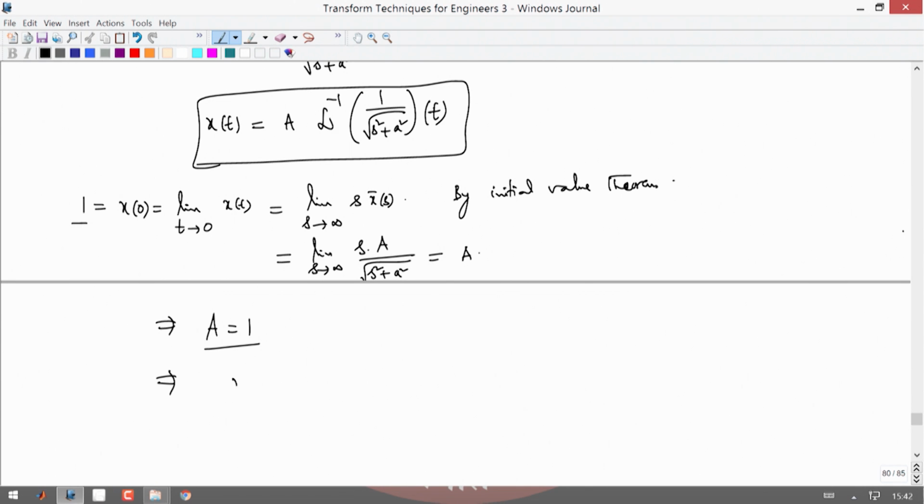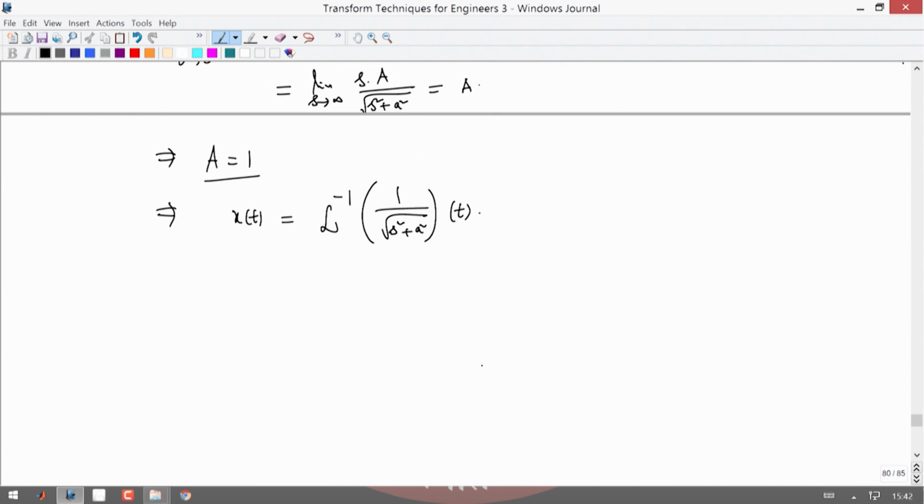So, this implies x of t equals the Laplace inversion of 1 by square root of s square plus a square, which is a function of t. What is this inverse? To get this inverse, you have to write this. This is actually a special function, which is J0 of at, a Bessel function J0 of t.